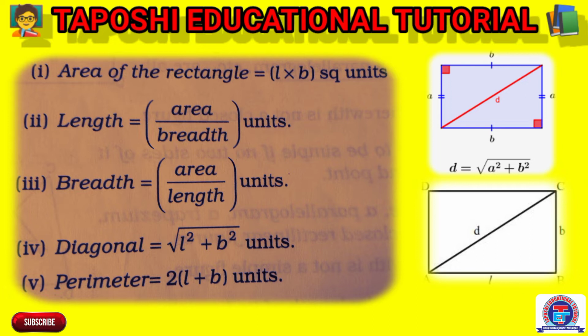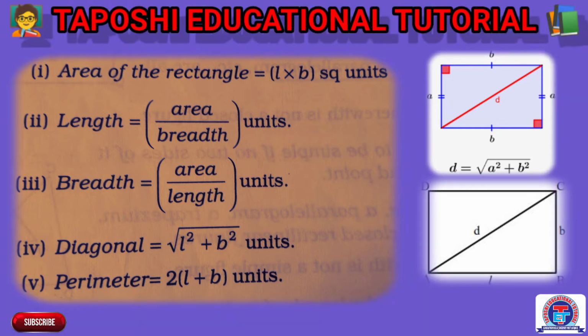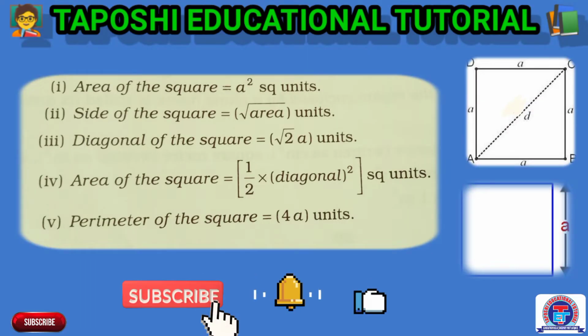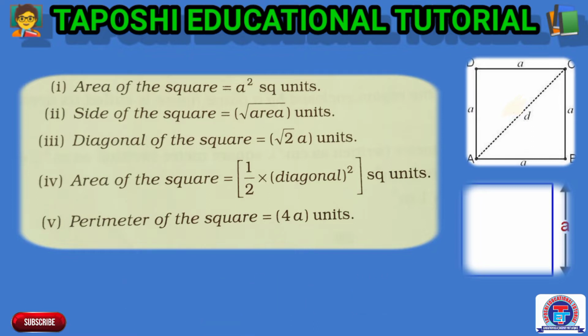Children, we have already learned how to find the area of a rectangle, its length, its breadth, its diagonal, and perimeter. We have also learned how to calculate the area of a square, the side of a square, the diagonal of the square, and the perimeter of the square. Now we use these formulas for some mathematical problems in this chapter.